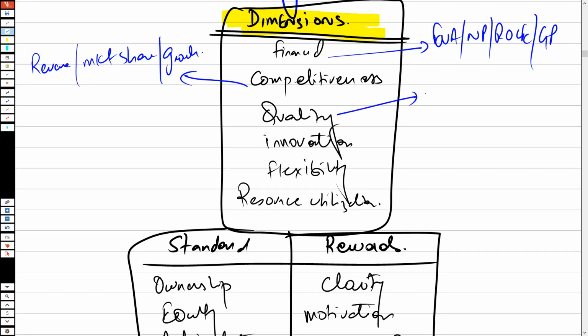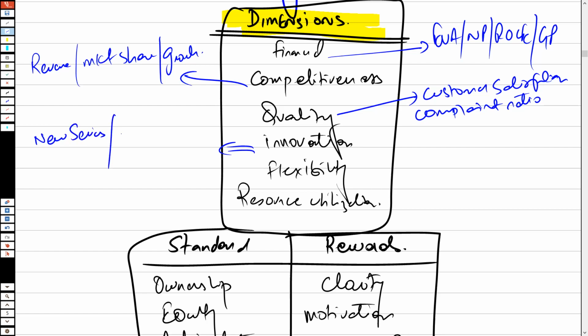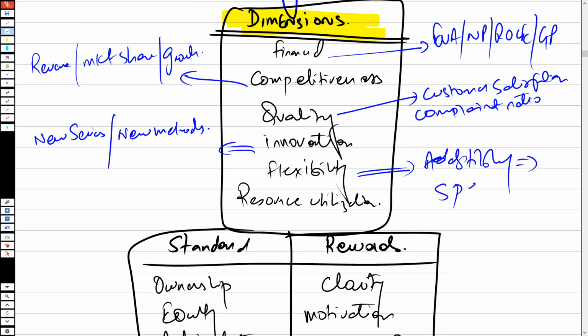The quality is again the customer satisfaction, complaint ratio, etc., etc. Then there is this innovation. Innovation is basically either you introduce new services or new products, or new methods of delivering the service. Then you have got flexibility, which is again the adaptability. And adaptability is going to be measured as speed of service, etc., etc.